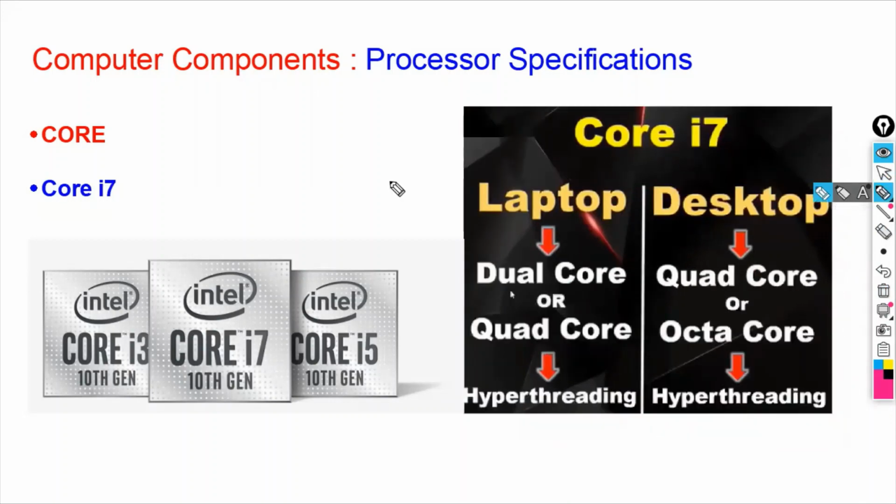Then we have i7. If you are purchasing a laptop, you will get dual core or quad core, plus you will get hyper-threading. Whereas if you are purchasing an i7 processor for desktop, you can get quad core or octa core with hyper-threading.